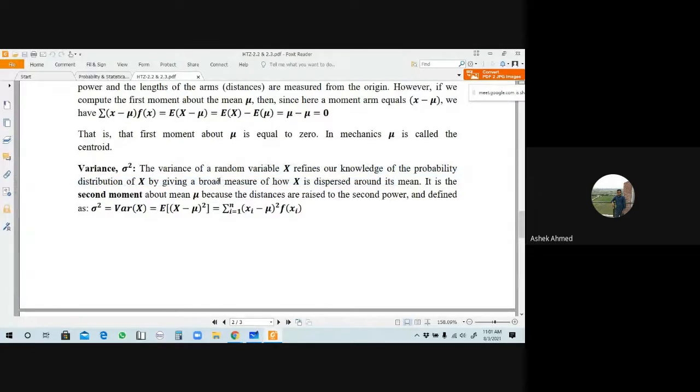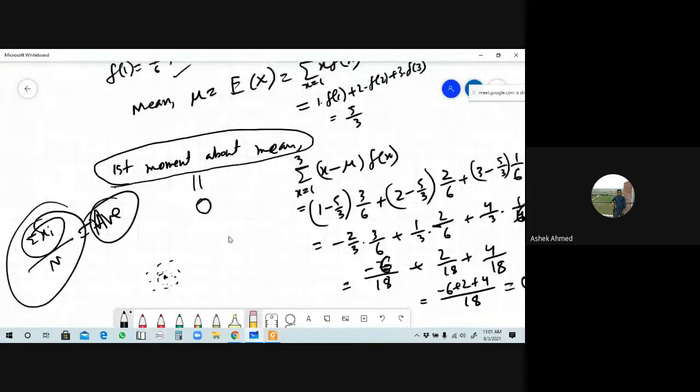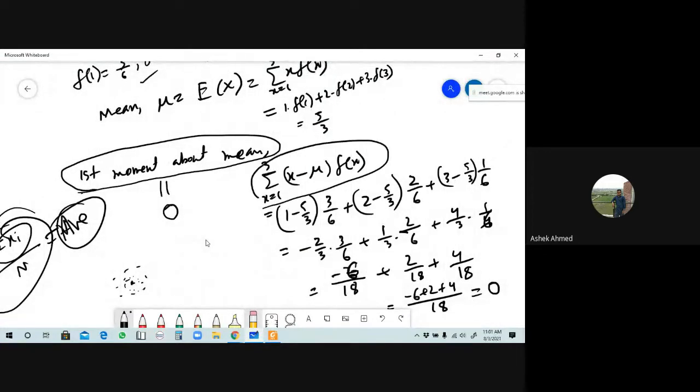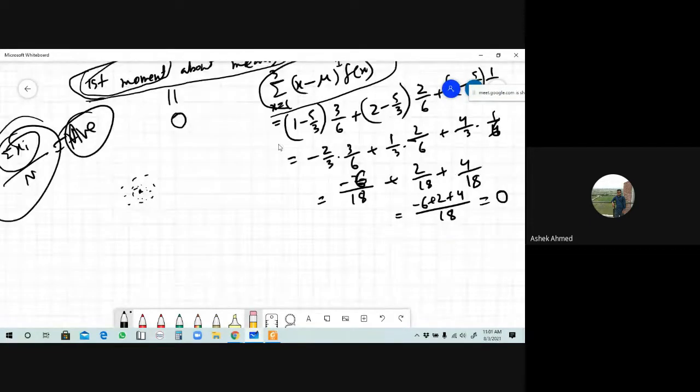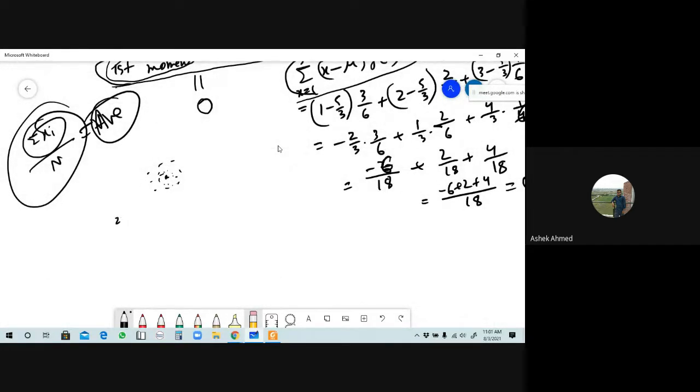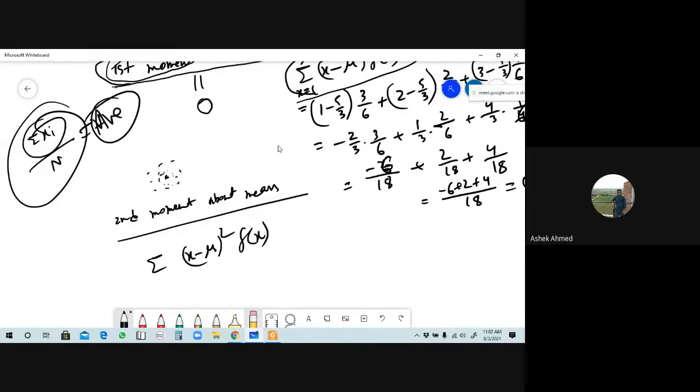From here we can say that the variance represents the measure of how x is dispersed around its mean. So from here we can find the second moment about mean. What do you mean by second moment about mean? Our first moment about mean was this formula, where the power of x minus mu is 1. In the second moment about mean, it will be the summation of x minus mu whole square into f of x. This is called the second moment about mean.